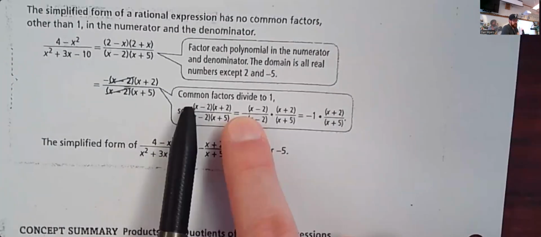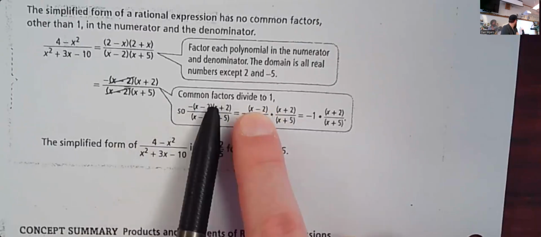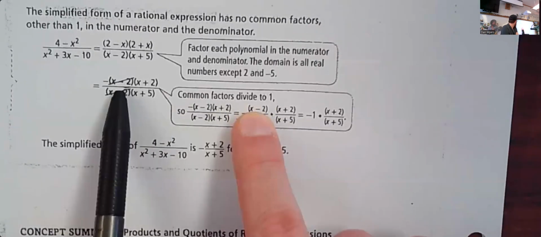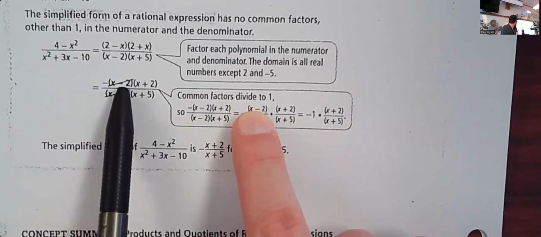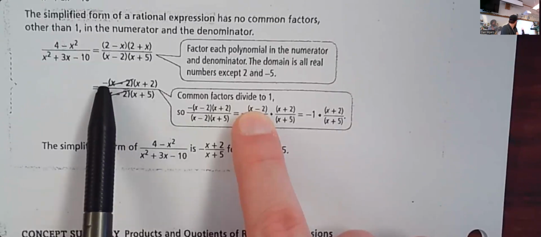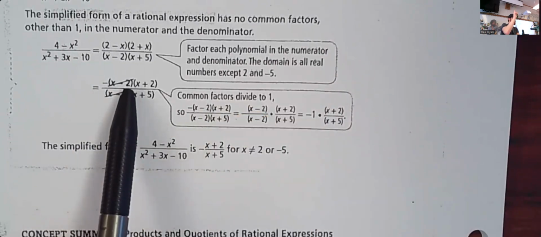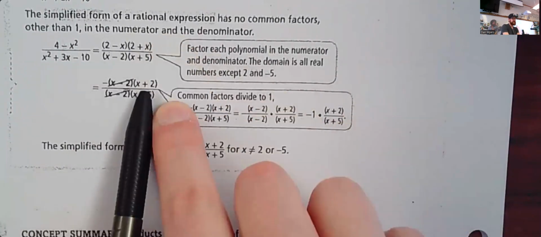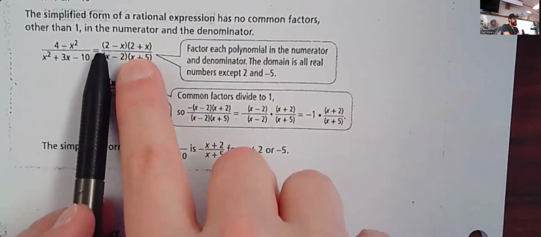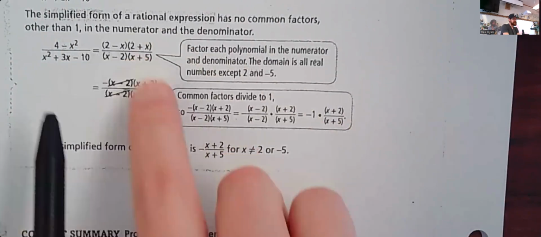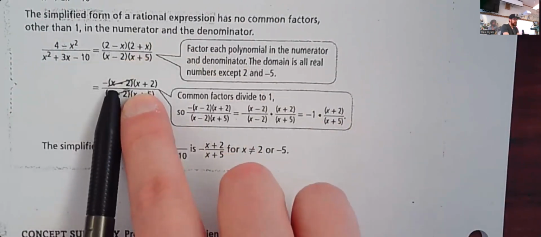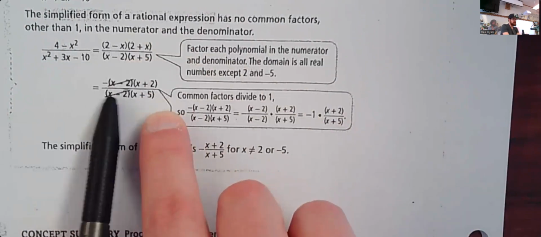Then it says common factors divide to 1. So first of all, what it's doing here is it's removing a negative from the numerator here and saying x minus 2. It's also switching the order of the values in the binomials on the numerator. The 2 plus x turned into x plus 2. The 2 minus x turned into negative x plus 2. And then from that negative x plus 2, they divided out a negative 1.